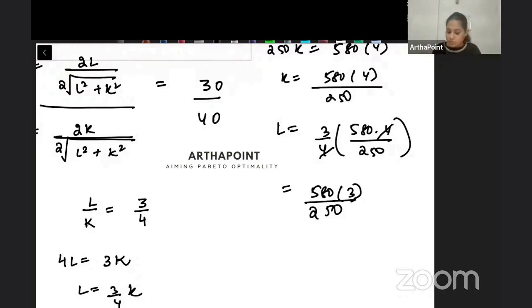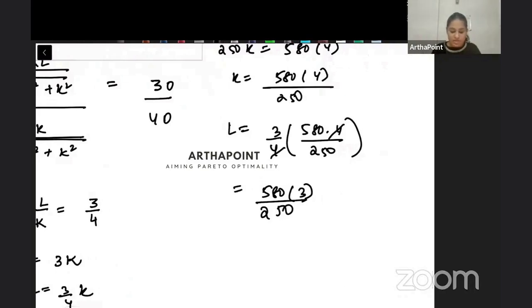So this is going to give me 580 into 4 divided by 250. This is 9.28. And this is going to be 580 into 3 divided by 250. This is going to be 6.96. Once you have found this, just find the output.